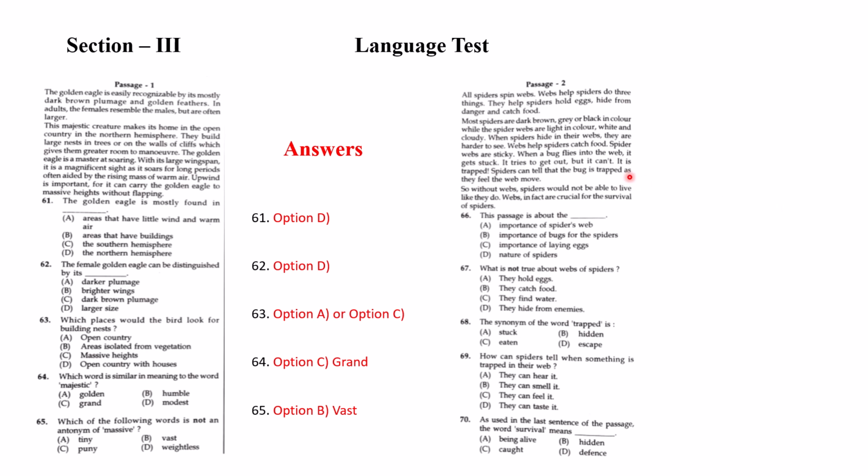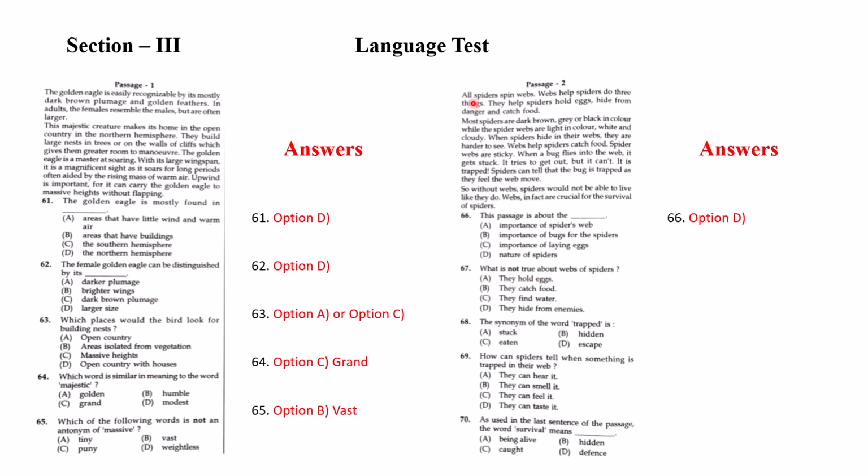Then coming to the next passage, coming to question number 66, we'll directly jump into the question first. The passage is about the dash. If we just glance through this passage, it is telling about spiders and all the spiders and their nature. Therefore the correct answer for this question would be option D, nature of spiders.